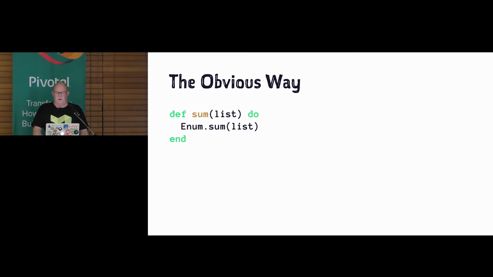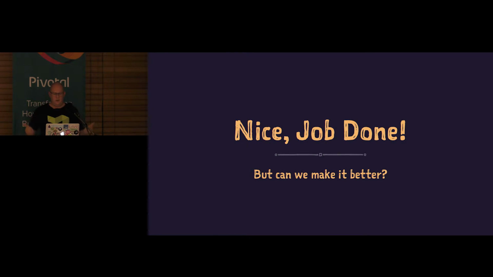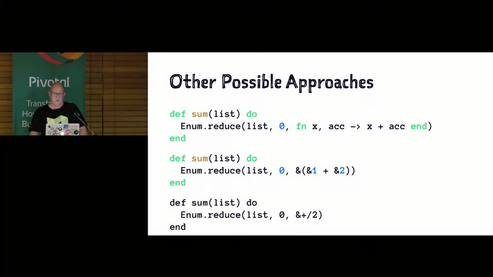So this is the obvious way to implement that, but under the covers, this Elixir is actually doing it the tail call optimized recursive way. So we'll see how it actually happens, and it ends up being faster, so read on. Nice, job done, but we can make it better. I'm pretty sure we can.